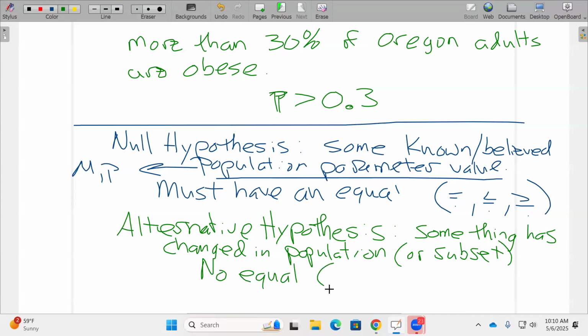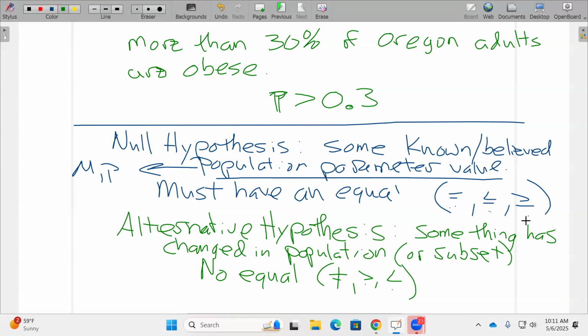So possible symbols there would be a not equal, a greater than, or a less than. And these are kind of opposites of each other. So if my alternative was a not equal, my null would be an equal. If my alternative was a greater than, the opposite of that would be less than or equal to. If my alternative was a less than, the opposite would be greater than or equal to. So usually they go together in that order.